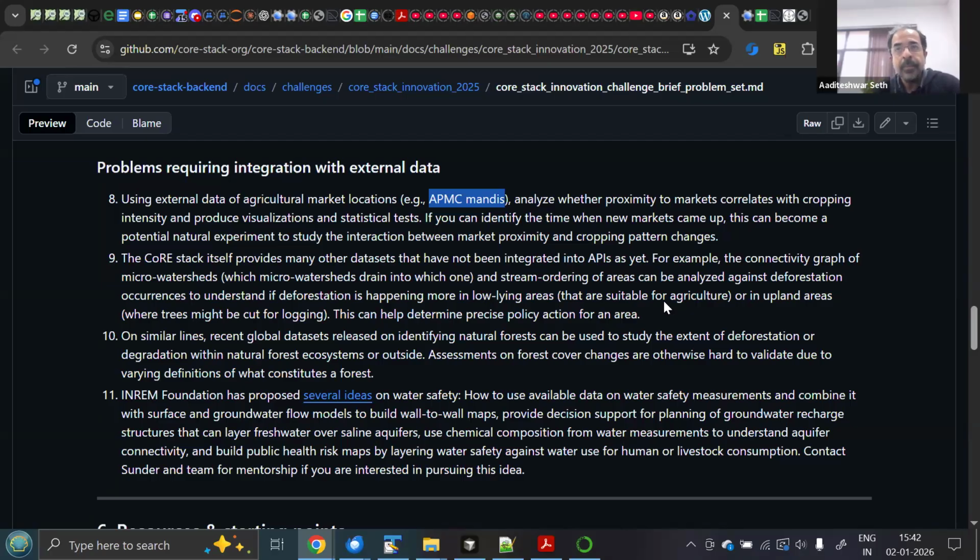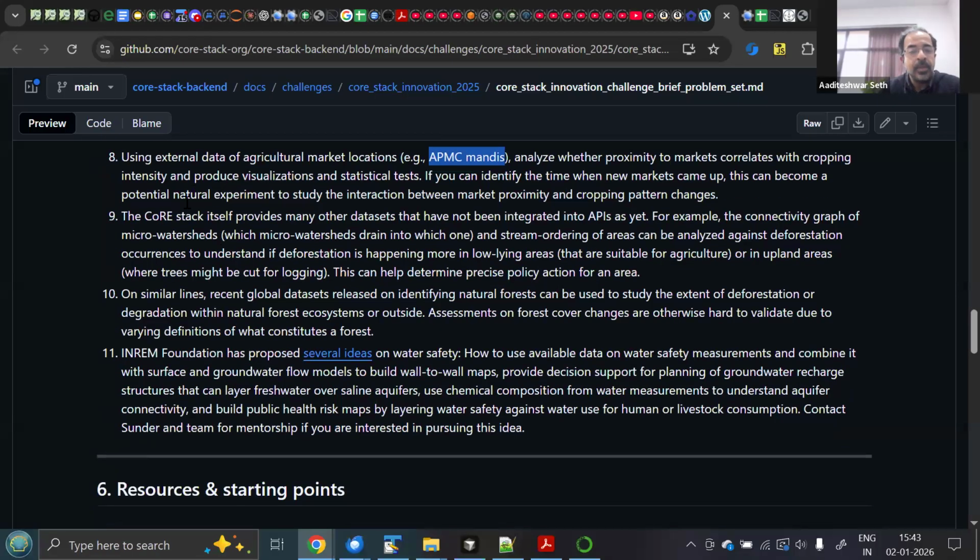You can scrape the drop down, which lists all these APMC mandis, and send the name of the mandi to Google Places API. Google Places API will give you the latitude longitude of the APMC mandi. Once you have the lat long, that's all you need. Then you can see which areas around it are doing how, and how the cropping is changing around it. So this is one way in which you can use external data.